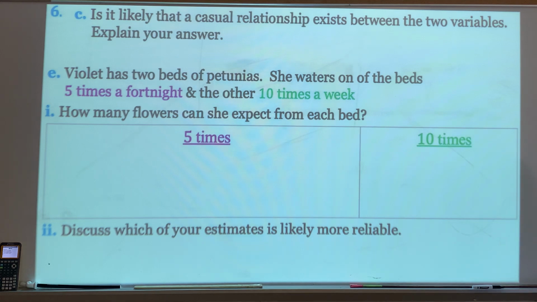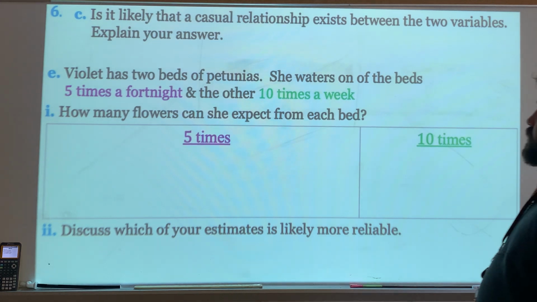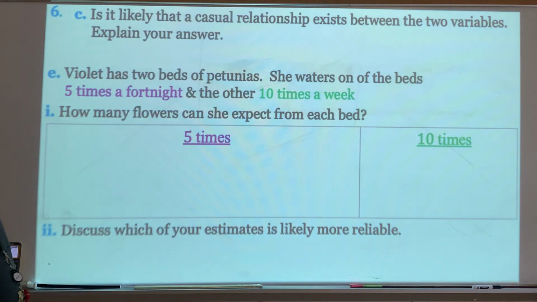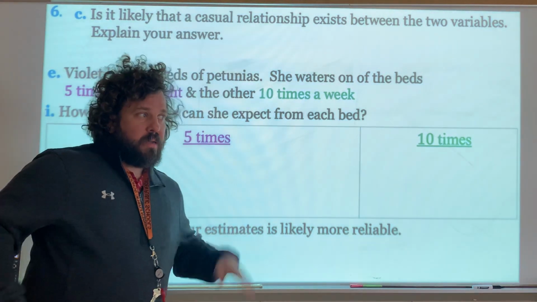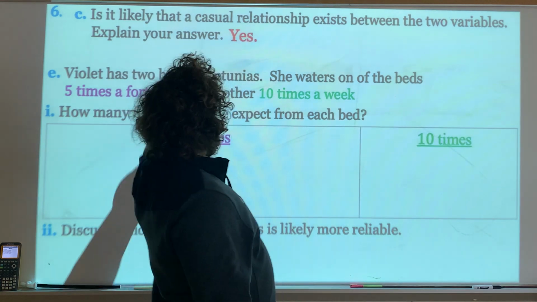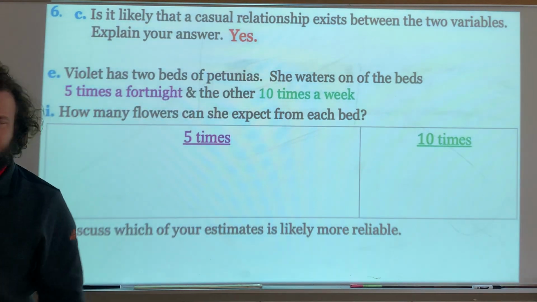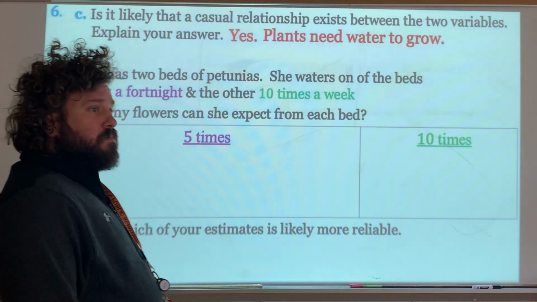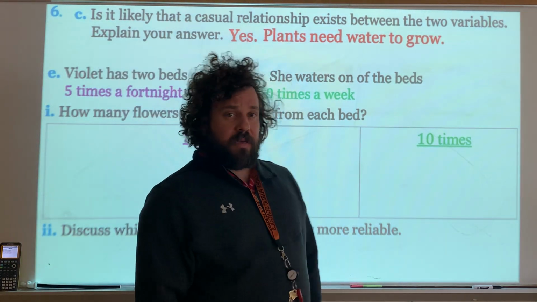Is it likely that a causal relationship exists between the two variables? Explain your answer. What do you think? Times water, flowers produce. The answer is yes. Of course there is. Anyone that knows anything about flowers. Plants need water to grow. That's basic life, right? People need water to live.